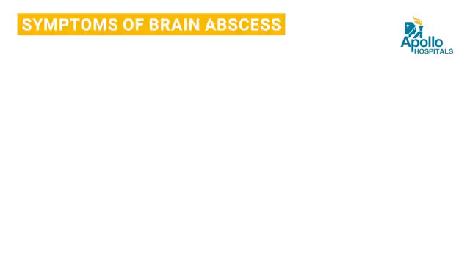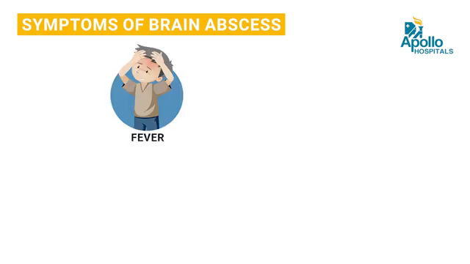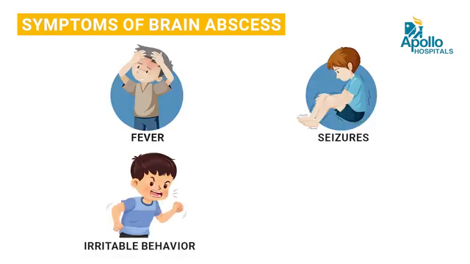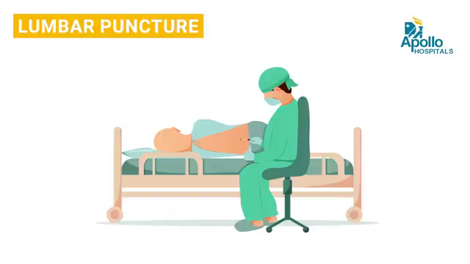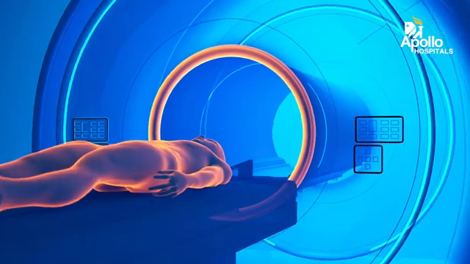What are the symptoms of a brain abscess? A child with brain abscess will have high-grade fever, seizures, irritable behavior, and stiffness in the neck. Most likely your pediatrician will be able to diagnose it based on the child's clinical features, or sometimes he may do a procedure called a lumbar puncture to confirm the diagnosis of an infection inside the brain.